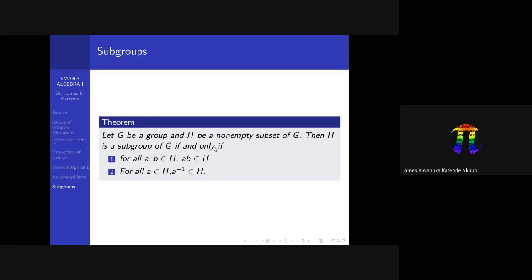So to prove this, what you need to do is the following. You see it says if and only if. So the first thing you need to do is, first of all, assume that H is a subgroup, and if it is a subgroup, then these two conditions must be satisfied. The converse of the proof would be to assume that the two conditions are satisfied, and if they are, then H will be a subgroup. So let's prove it now.